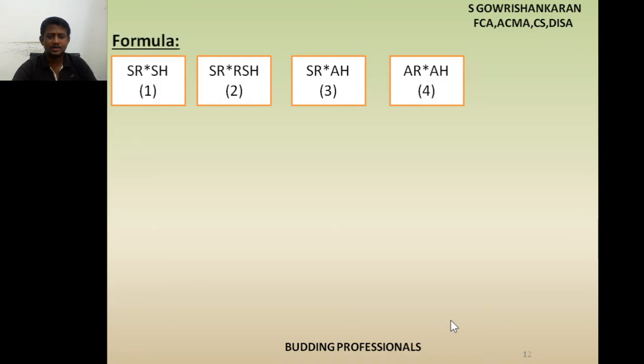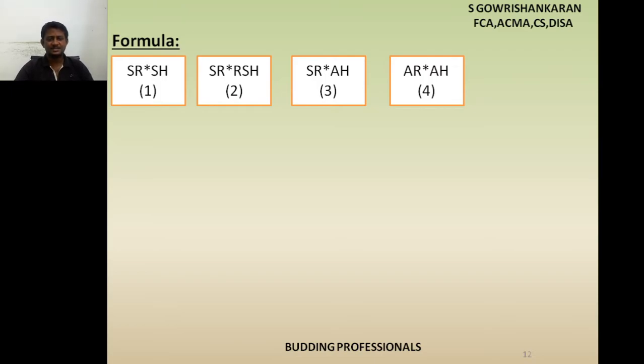So this is the formula. This is what you should remember, or you should logically frame this formula. What is the first one? SR into SH. Second one? SR into RSH. Third one? SR into AH. Fourth one? AR into AH. So what is the meaning? SR means standard rate. Standard rate means the rate I am going to pay to my labor. That is standard rate. Okay.